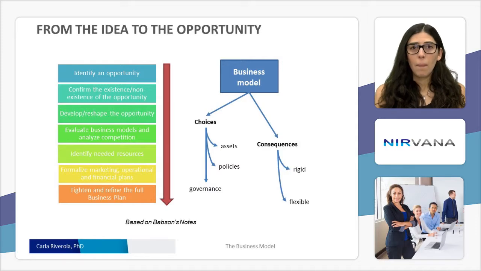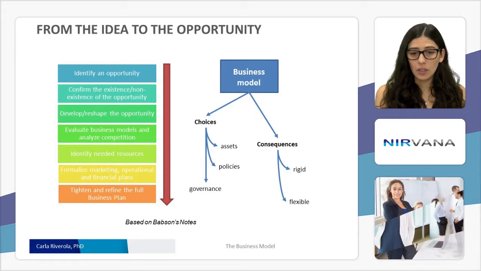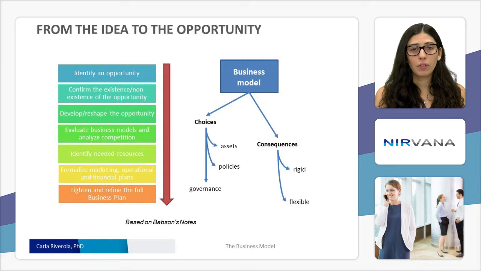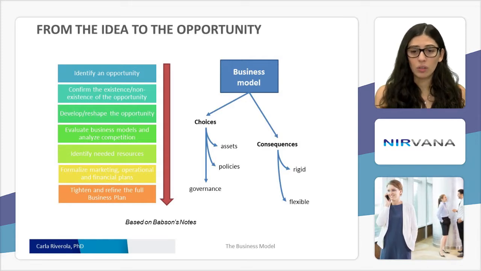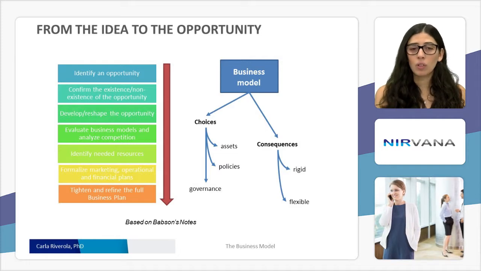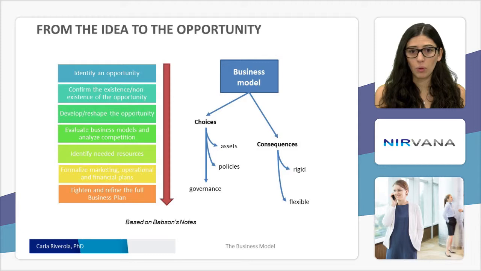In addition, based on that, we can also reflect on something. When we design a business model, we have different choices that can be regarding assets, policies, or governance. And depending on these choices, this is going to have consequences in our business model. Our business model can be more rigid or more flexible, depending on what choices we make when defining the different elements or components of the business model.